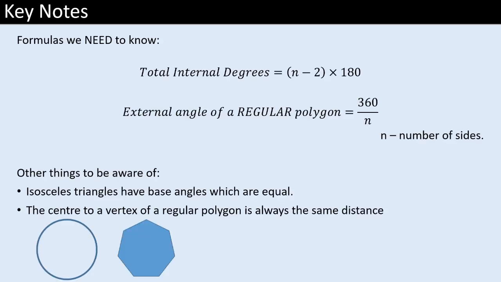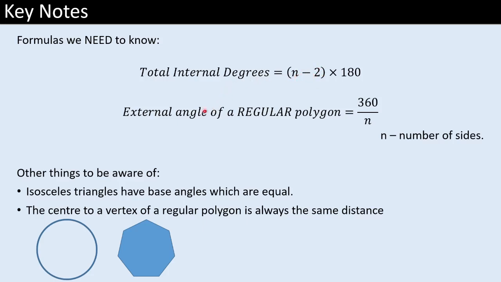So the first things that we need to know, and we do need to know these two equations, formulas at the top of the screen, those are crucial for us to doing this topic efficiently and doing it well. Okay? So the total internal degrees of a polygon, and that can be any polygon, it doesn't have to be a regular polygon, it can be irregular, is the number of sides take away 2 times by 180. The reason why this n take away 2 comes from is because that is the number of triangles you'll be able to fit inside that shape, and it's always 2 less than the number of sides.